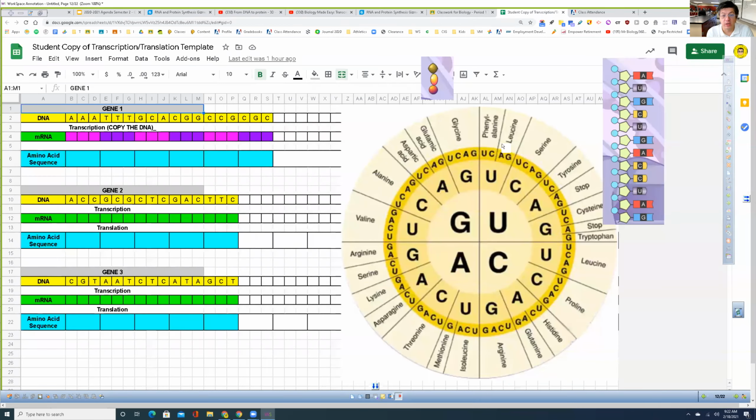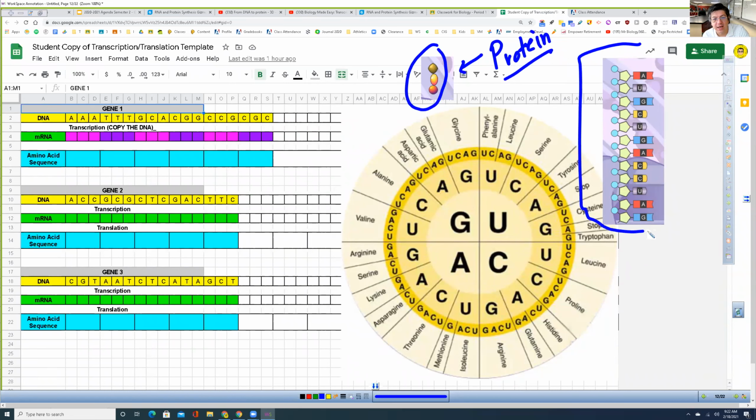All right. So now what I want to do is make sure that you understand the big picture. So now let's just recap. What is this right here? A protein. Good. Write that down in your notes. So that's a protein. What's this right here?